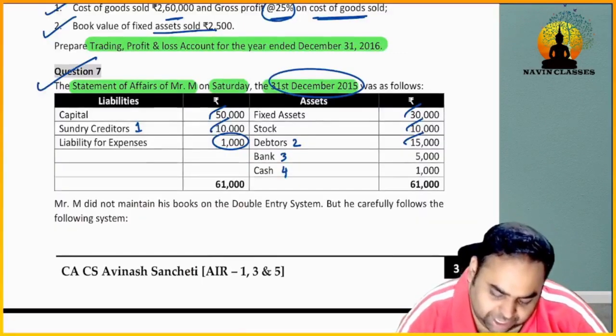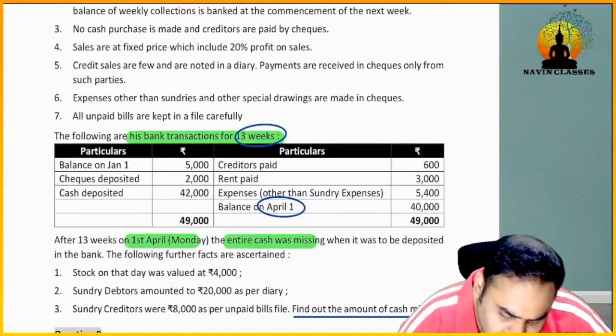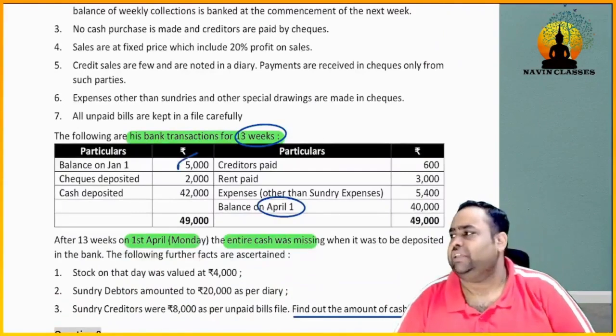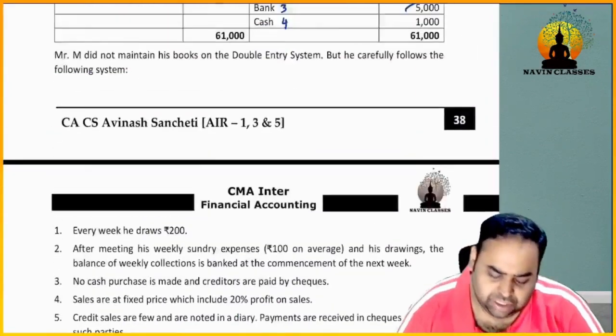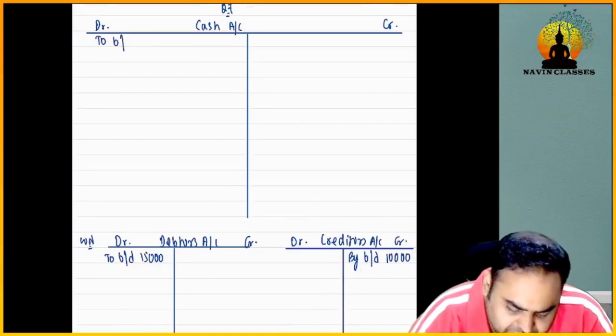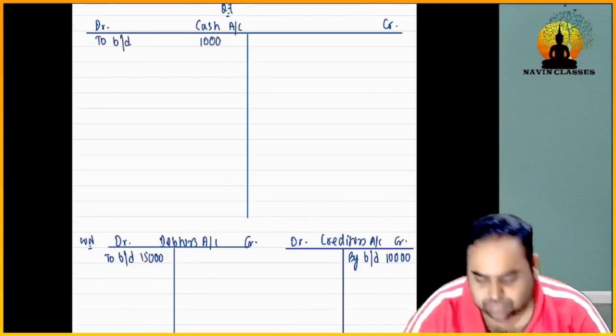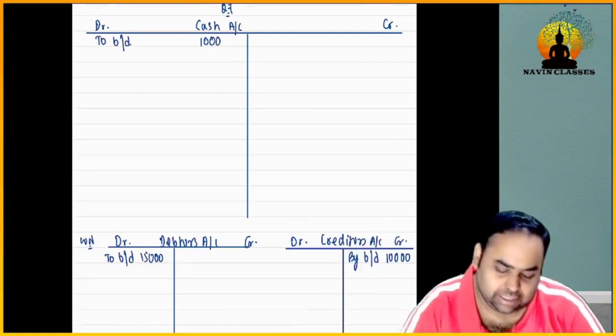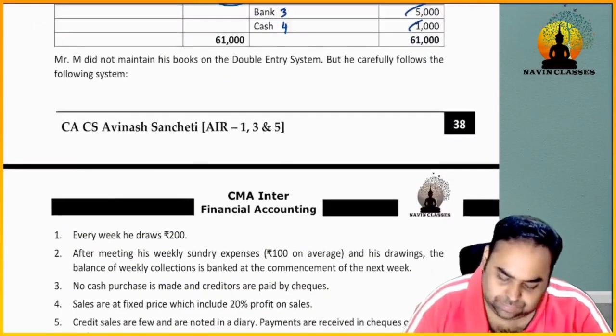Next, bank 5,000. Just check the balance in the bank account below if it is 5,000 or not. So it is correct. Cash balance is 1,000. So in the cash account, write to balance BD 1,000. Cash balance 1,000. Let's move on.